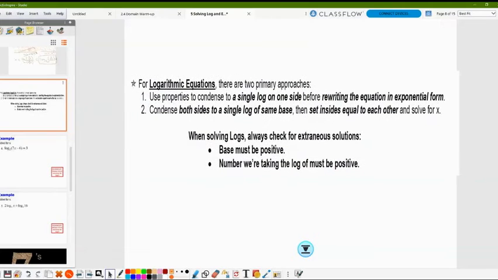Now remember, we do have constraints. We talked about these last time when we were talking about the domain of logs. We do have restrictions and constraints with logarithms. So that means we're going to have to check the values that we get for x and make sure that they meet those constraints. What we're on the lookout for is that the base that we're using in our logarithm needs to be positive, and the number we're taking the log of needs to be positive. So let's try some problems, remembering to check for extraneous solutions.